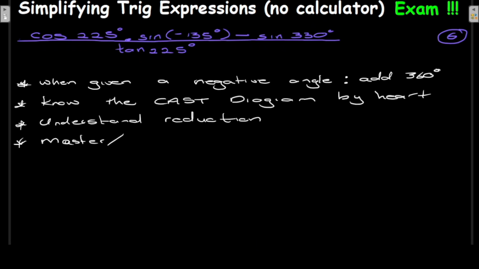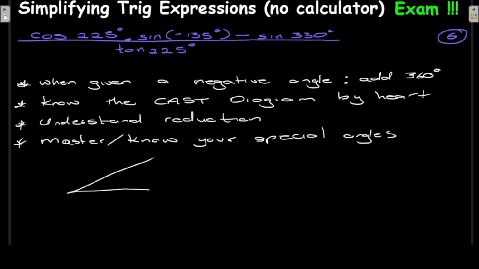And then the fourth point that is important is that you need to master your special angles by heart. Right, so let me just go back to reduction. So on that, guys, you just need to know what is happening in each quadrant. Like you're adding 90, you're adding 180, okay, I'm going to say more about that shortly.